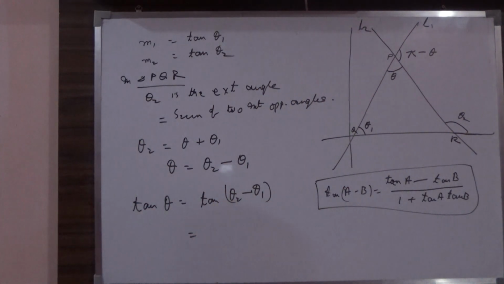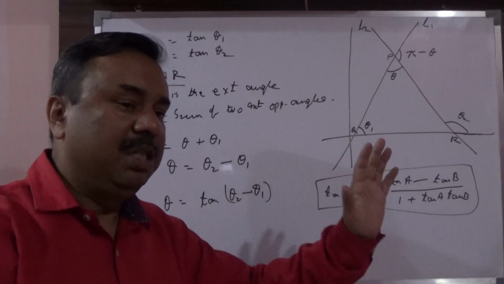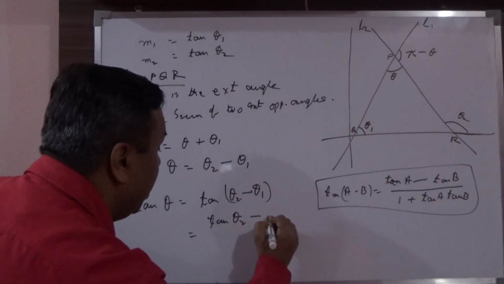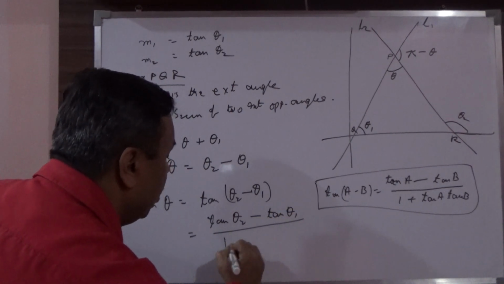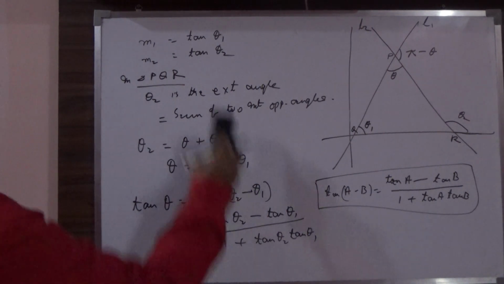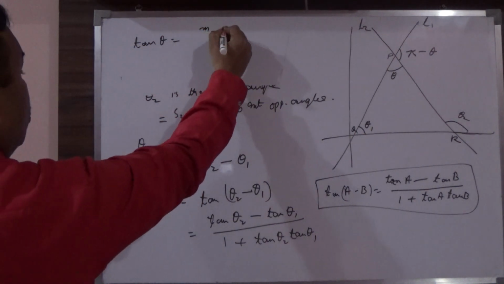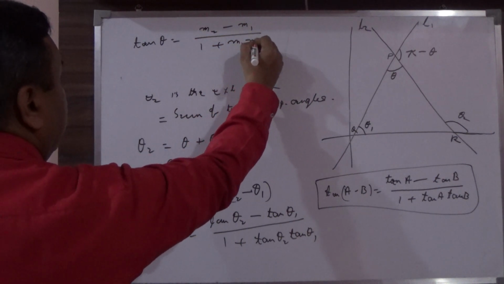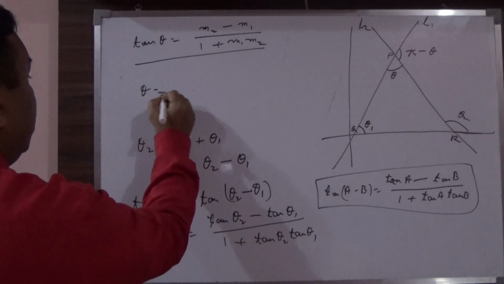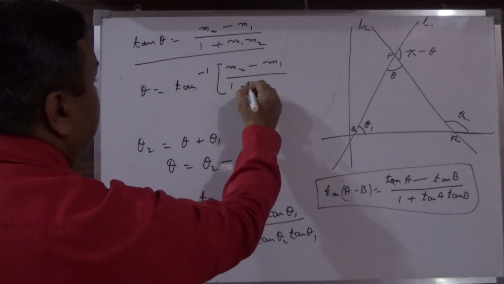If you wish, I can prove it also. There are such formulas given in trigonometry for sin A plus B, sin A minus B, or tan A plus B, tan A minus B. From that I have got this formula, and using this I will make it tan theta 2 minus tan theta 1 divided by 1 plus tan theta 2 tan theta 1. So tan theta is equal to m2 minus m1 divided by 1 plus m1 m2. This is the formula for finding it. Or if you have to find theta, theta will be equal to tan inverse of m2 minus m1 divided by 1 plus m1 m2.